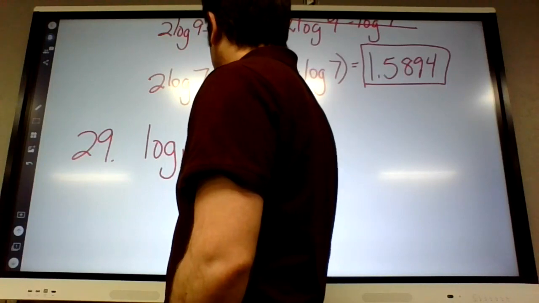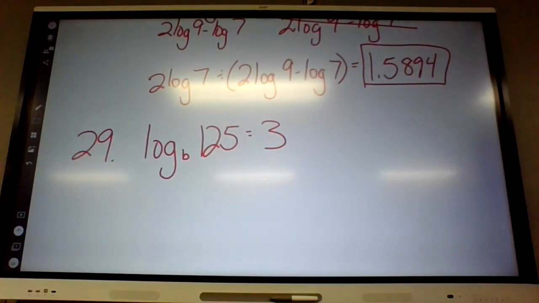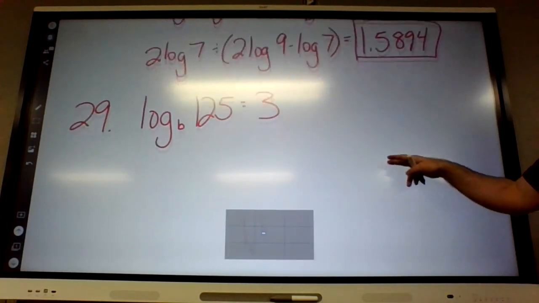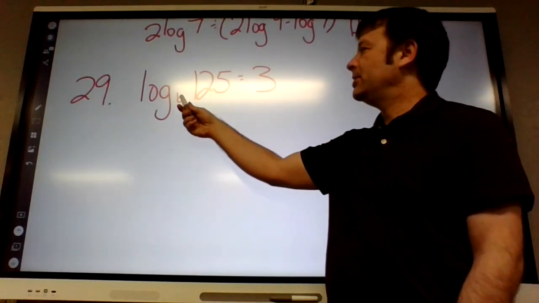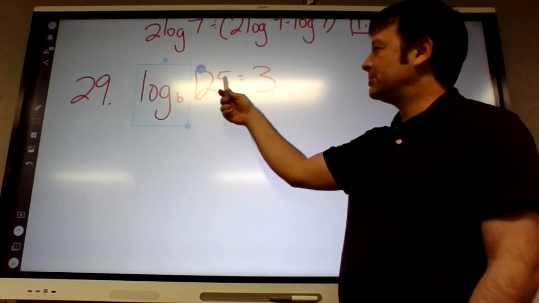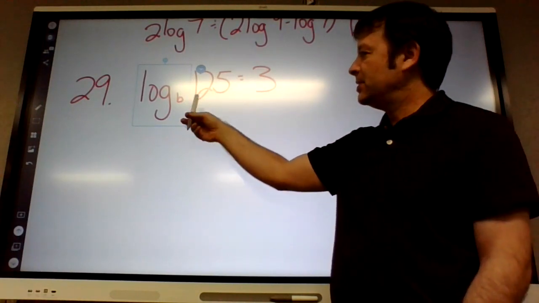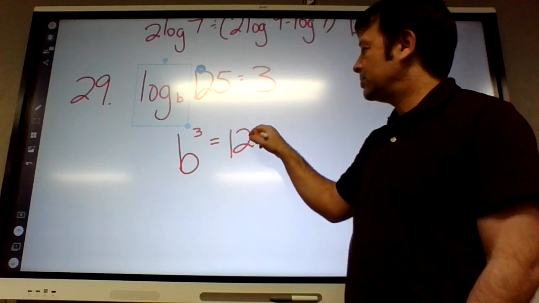Log base b of 125 equals 3. Well, I said easy, but I don't know. Maybe you guys forgot what we were doing yesterday. Any ideas what we should do here? Right, change it to exponential form. B to the third. Remember the ACB thing? Do this one, this one, this one. So it's B to the third equals 125.